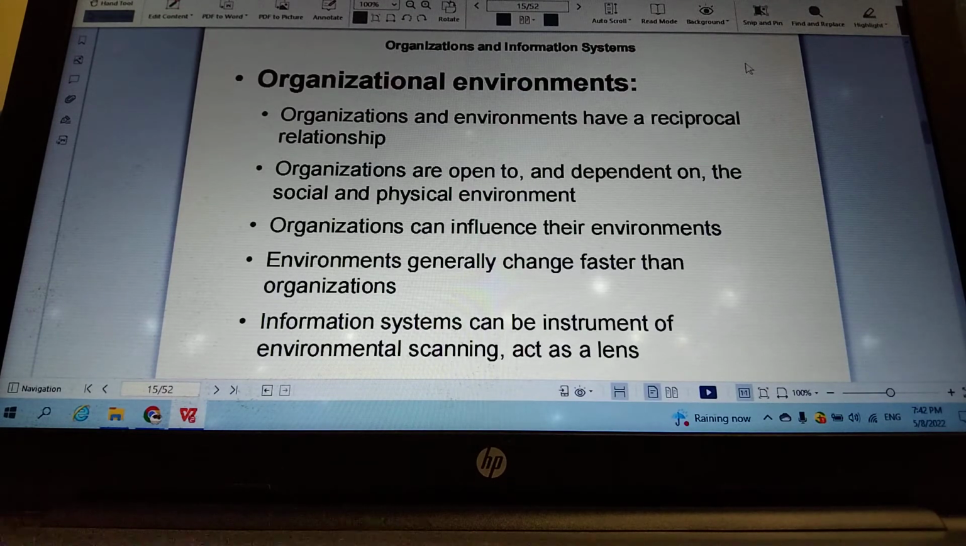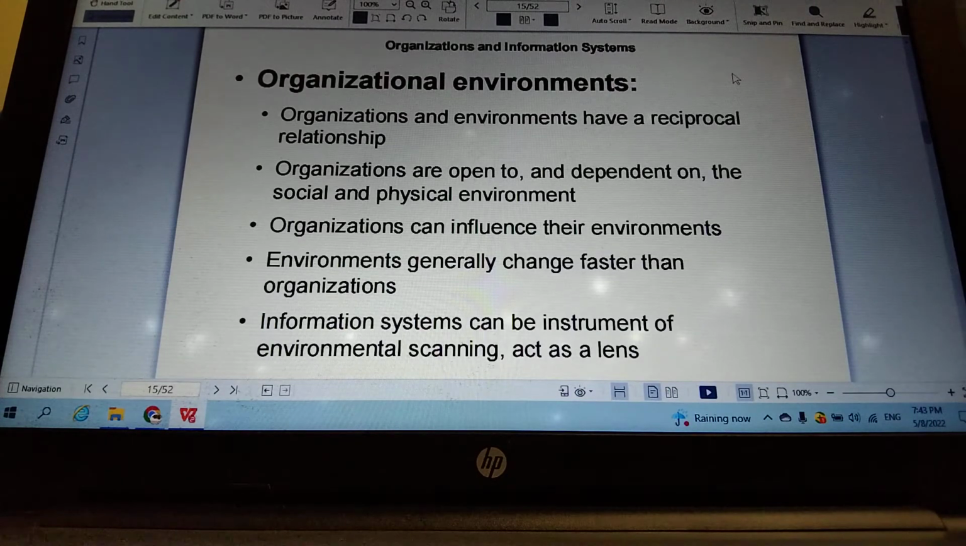Organizations are open to and also dependent on the social and physical environment, right? Again, like what I mentioned earlier, it can be an organization where you have a physical office, which we call physical environment. You have a location, office, people, assets, and so on. Or you might have an online company where there is no physical office, where the people are maybe working from home, working remotely.